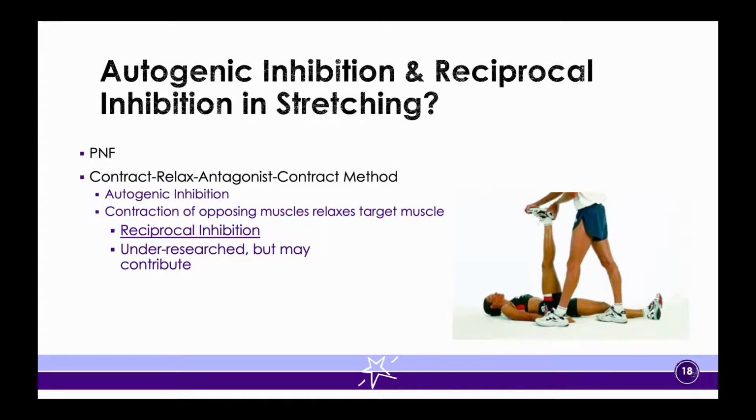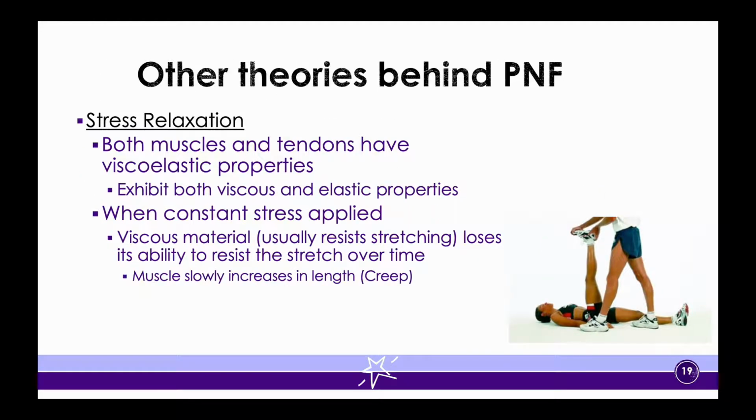So here, what we were doing was combining both the autogenic inhibition that we saw with contract-relax, and when we are contracting the opposite muscles, those antagonist muscles, it's going to relax those target muscles that we're stretching because of the reciprocal inhibition. Now, the question is, is this really what is happening? And it's a good question to ask. This is one of the ideas of the physiology that's proposed on why PNF stretching works. But really, it's a little bit under-researched, but we think it may contribute. There are some other theories, though, behind PNF, and I just thought I would share them with you.